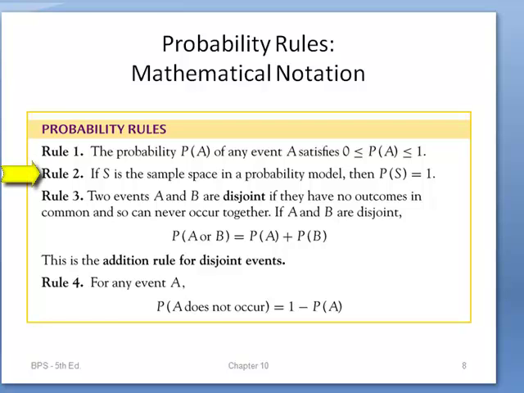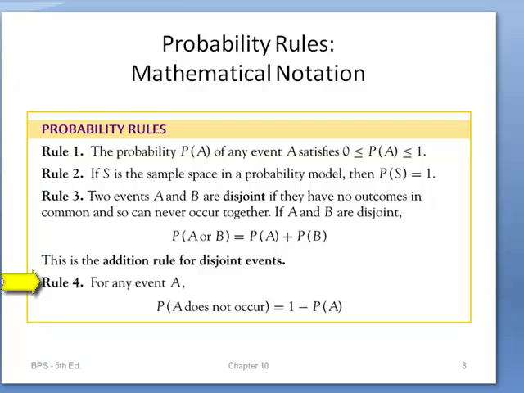Let's look at rule number 2. If S is the sample space, then the probability of the sample space happening is 1. So something's got to happen. Now, if we take two events, A and B, and they're disjoint, that means that they have no outcomes in common, then the probability of A happening or B happening would just be the addition of both of their probabilities together.